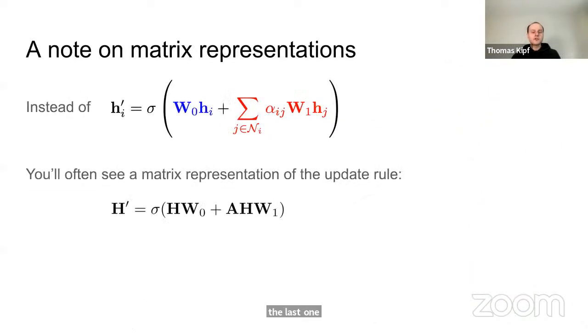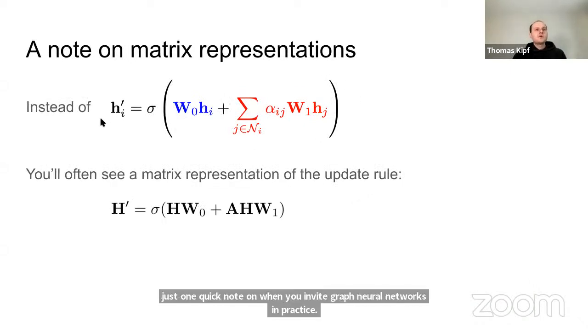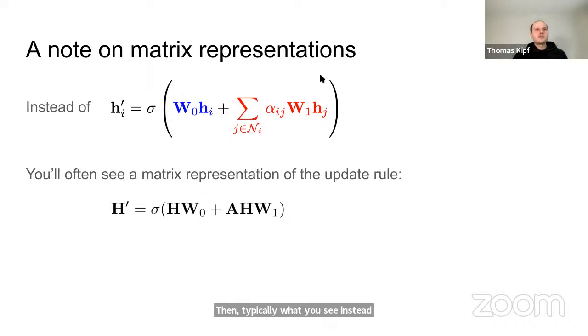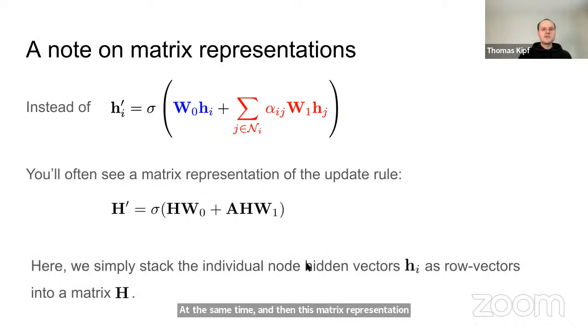Just one quick note on when you implement graph neural networks in practice. Typically, instead of those representations where you have a single node and describe how this node is updated based on its neighbors, you often see a matrix representation where the entire graph is described at the same time. This matrix representation is really just stacking the individual node hidden vectors as row vectors into a matrix. So capital H describes the features of the entire graph in a single matrix.